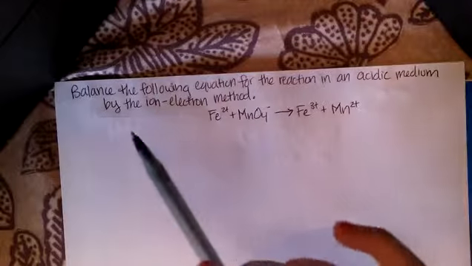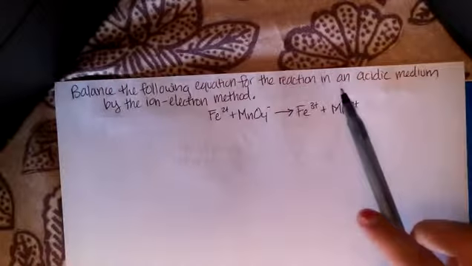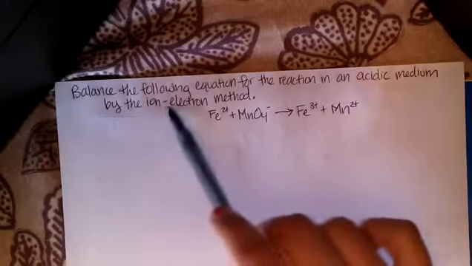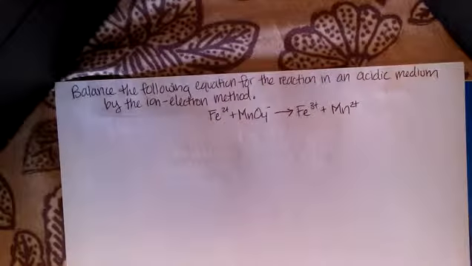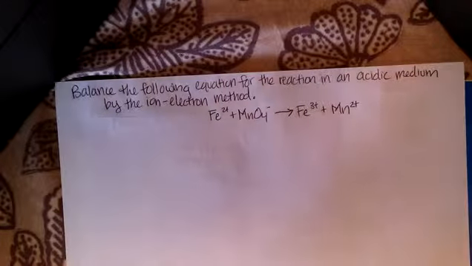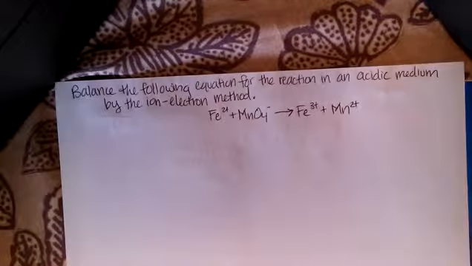Okay, so the question reads, balance the following equation for the reaction in an acidic medium by the ion-electron method, and it gives us our reaction here, or the equation. The first thing you want to notice is it's asking us to balance it by the ion-electron method, which means that we are going to have to balance the number of electrons that are within this reaction.